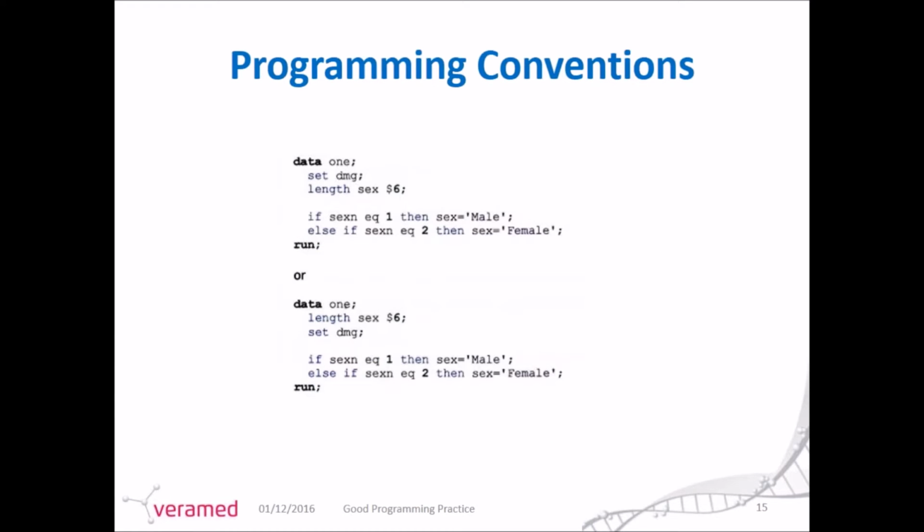So this is a little more straightforward example. One of the things that we talk about in our good programming practice is that all non-executable statements should come before or directly after the set and merge statement and before other executable statements. So these two bits of code is the correct way of doing it, and this is to ensure that those statements don't get lost in the code lower down, and particularly when you've got a very long data step.